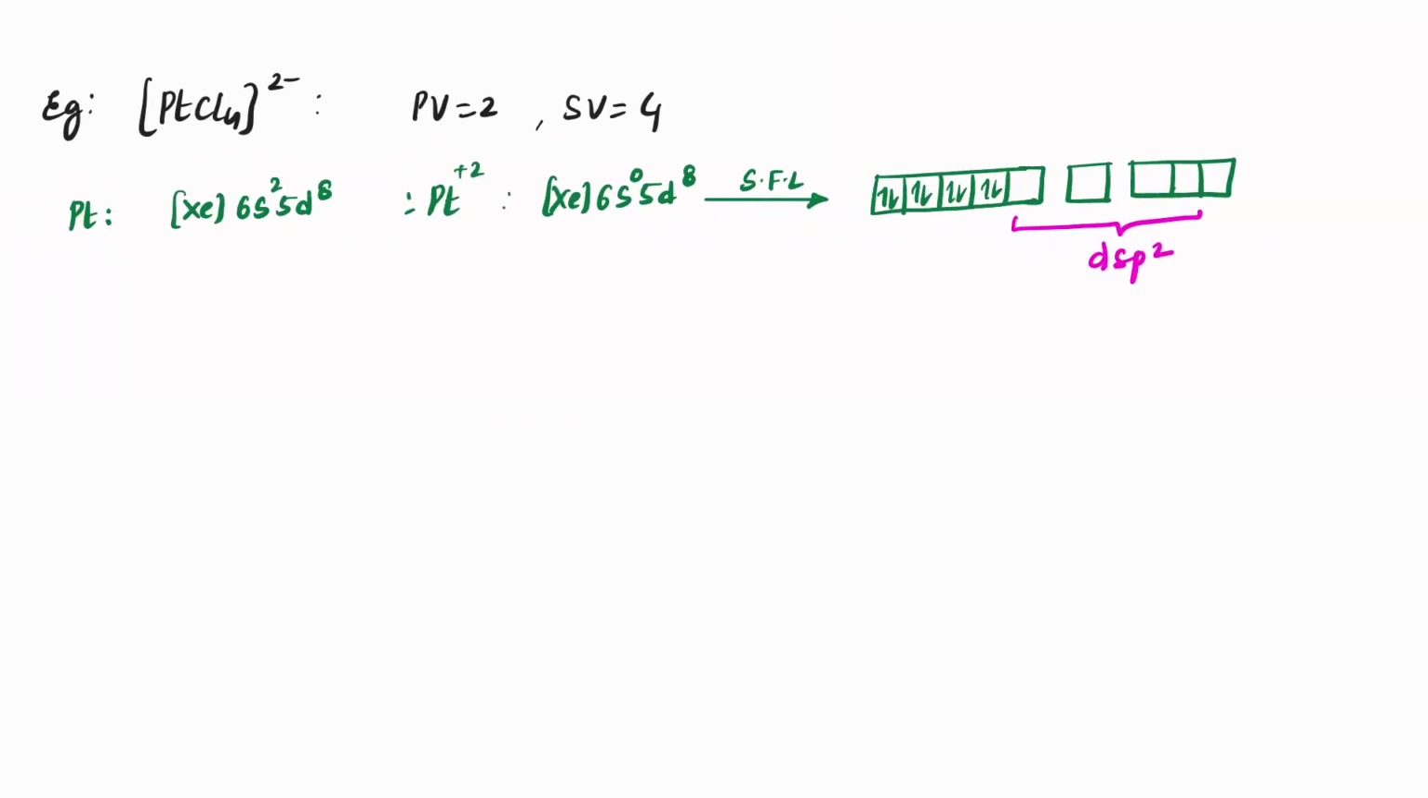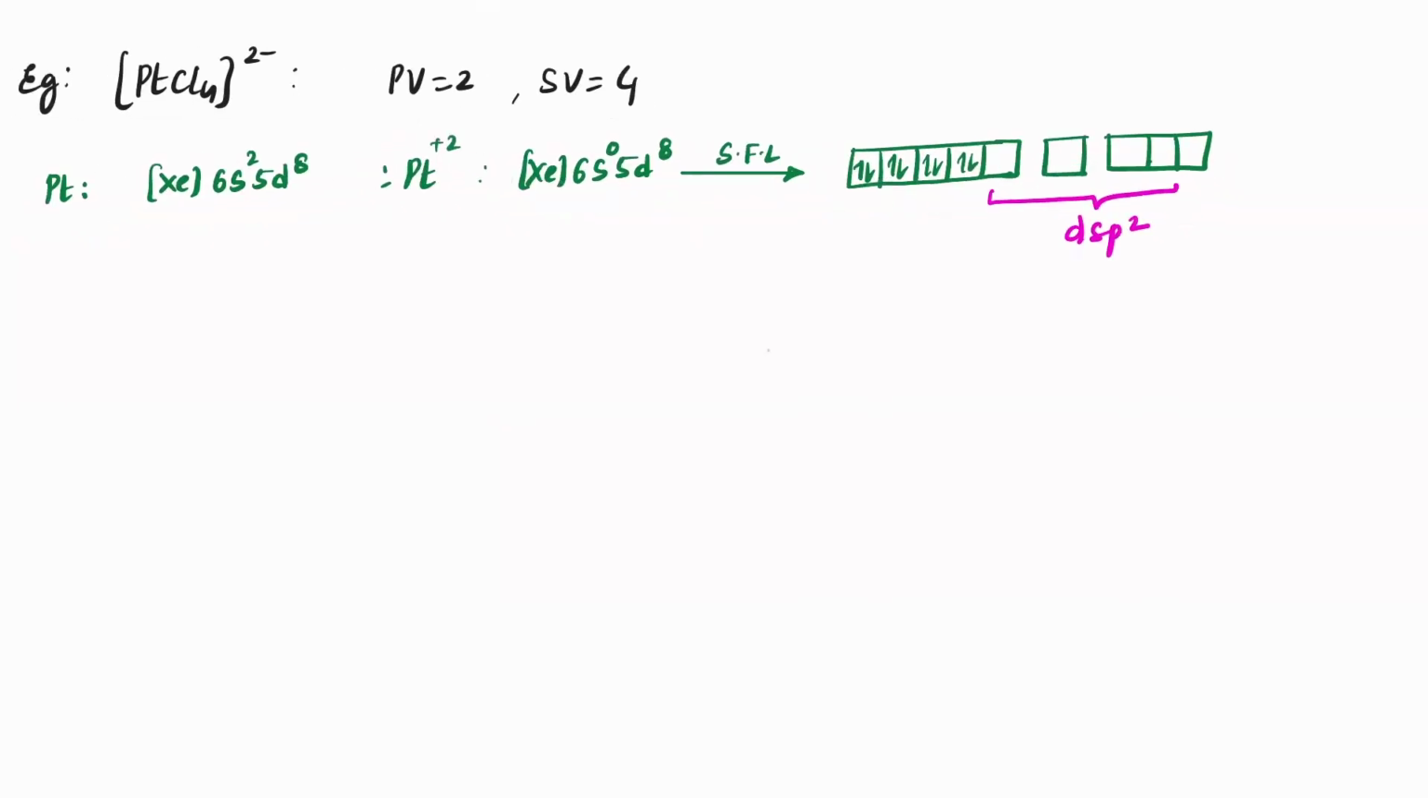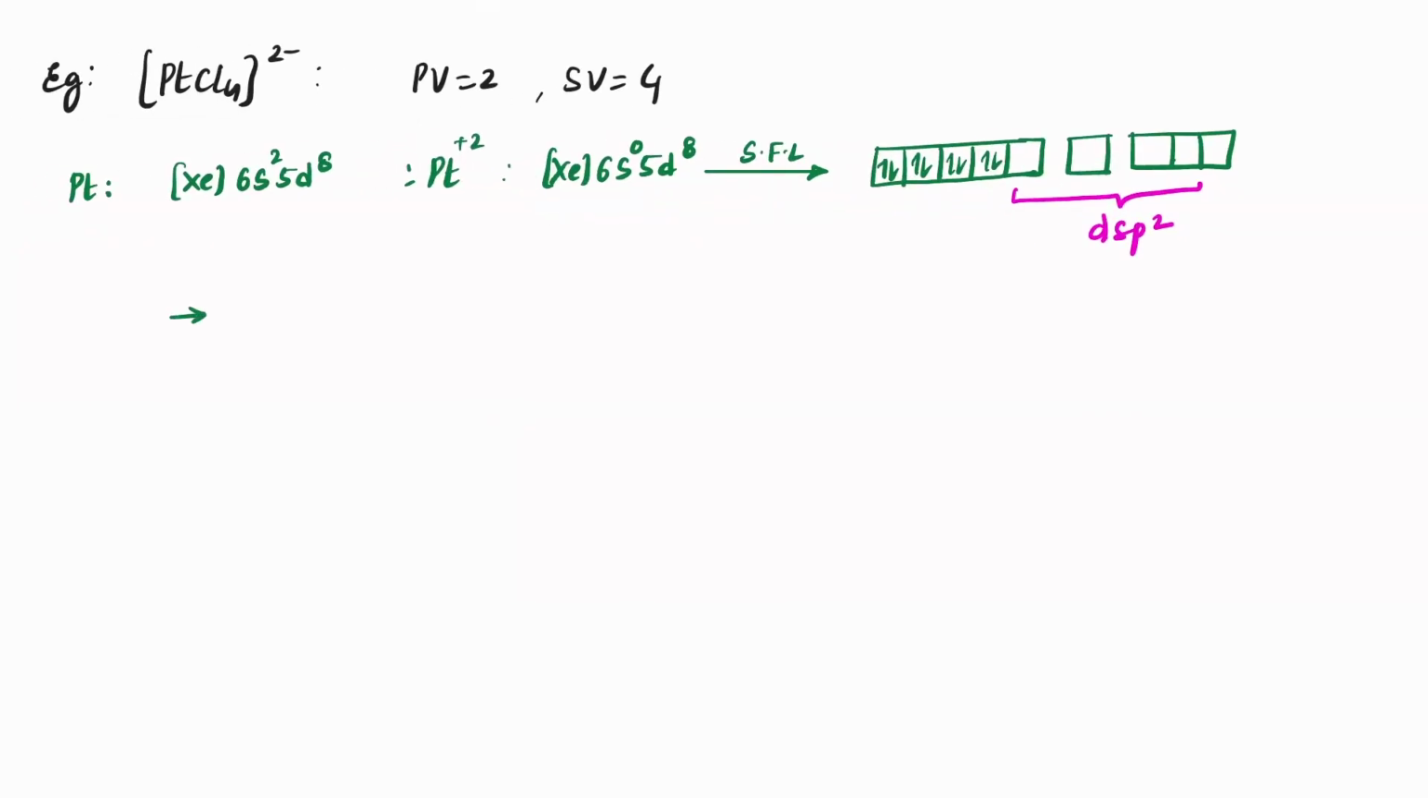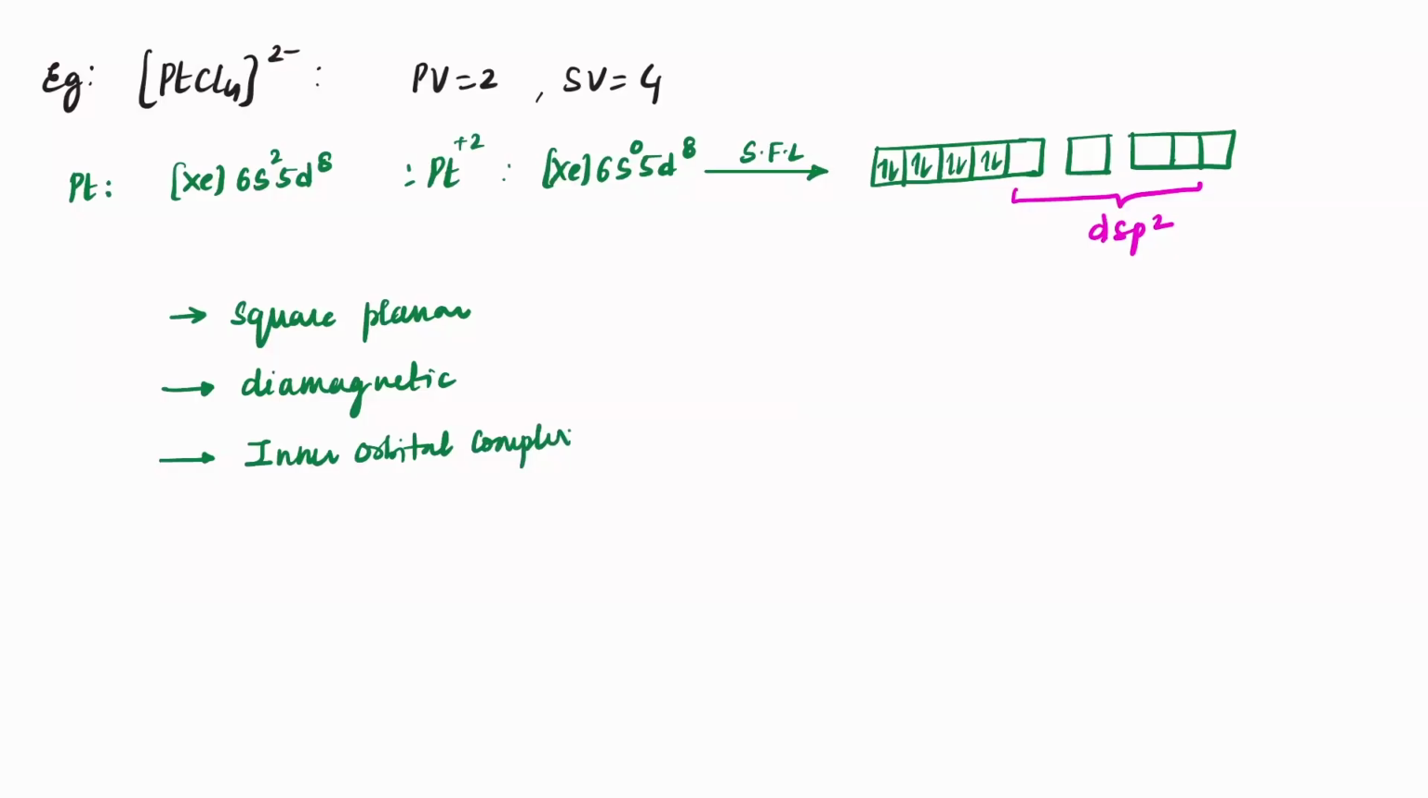Since it is dsp2 hybridization, this is going to be square planar, and it is a diamagnetic material. It is using an inner d orbital, so it is an inner orbital complex, and it is also a low spin complex as well.